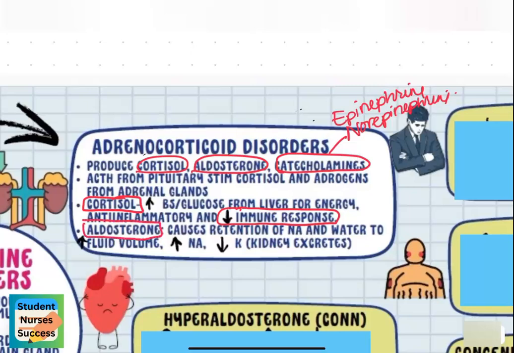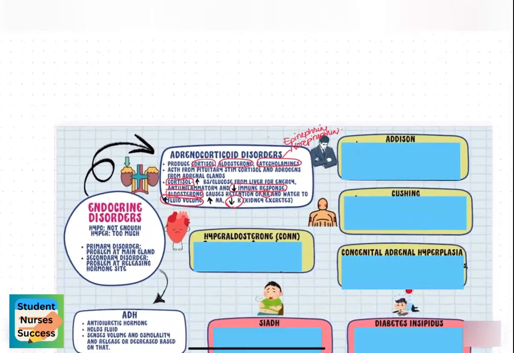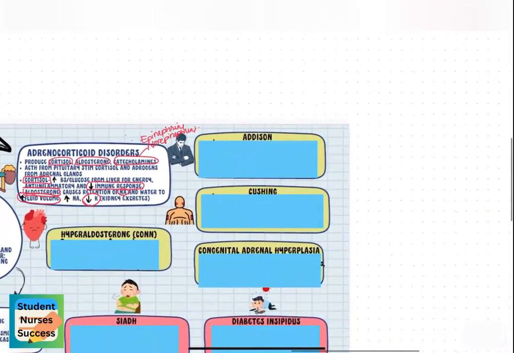Aldosterone is important as well. Aldosterone causes the retention of sodium, and whenever you retain sodium, water follows, and that will lead to an increased fluid volume. So we see increased sodium and decreased potassium when aldosterone is increased. Now let's start with our adrenocortical disorders.